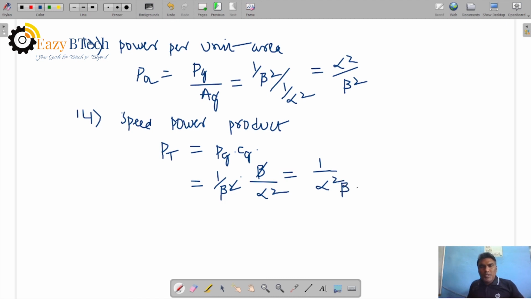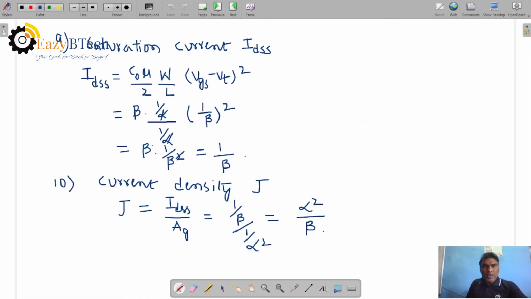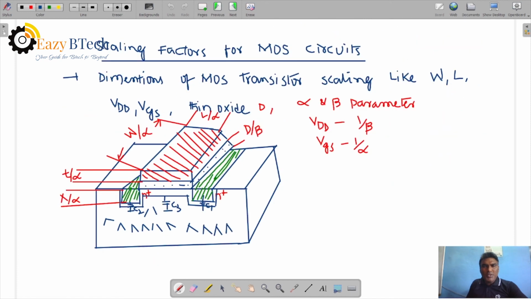So these are the 14 parameters for scaling factors. Scaling factor is the changing of the dimensions, length and width. The parameters are alpha and beta. So width, length, VDD, VGS, we have different parameters here.